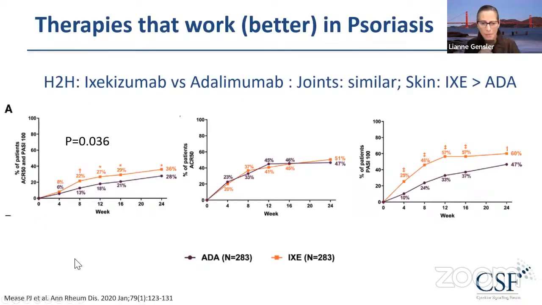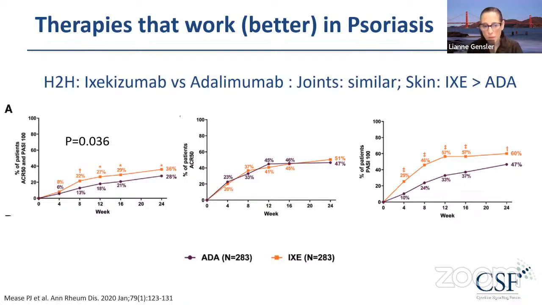So the study I'm going to show here is the head-to-head trial that was done for ixekizumab compared to adalimumab for psoriatic arthritis. They used a combined primary endpoint of both a musculoskeletal endpoint, an ACR 50, and a PASI 100. Here you can see that they meet their primary endpoint, that ixekizumab does better at this combined primary endpoint compared to adalimumab.